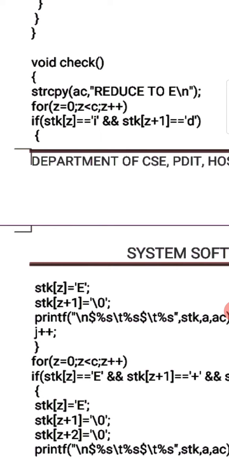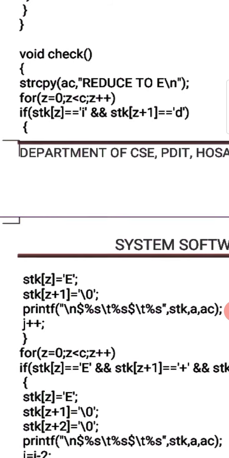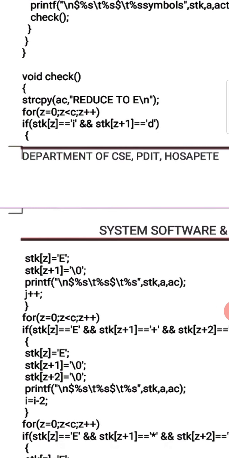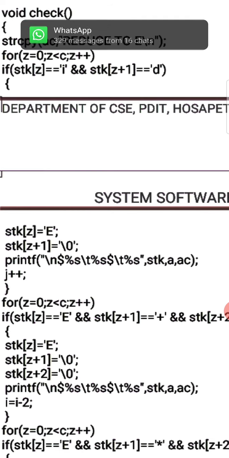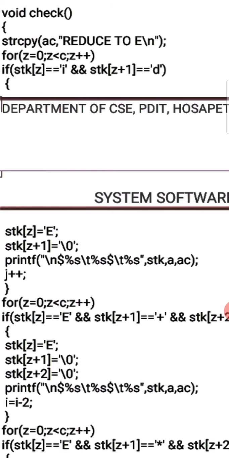Once this if condition becomes true, it performs a reduction action. How it is shown, you see here. The next statement is that e is pushed onto the 0th location of the stack. Next, the null character is assigned to the next location of the stack. Then we are printing the content of stack, a and ac. What is the content of stack? Now it is e. What is the content of a? As it is, because it is performing a reduction action. And what is the content of ac? That is reduced to e.